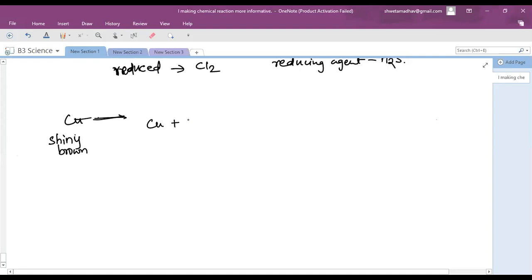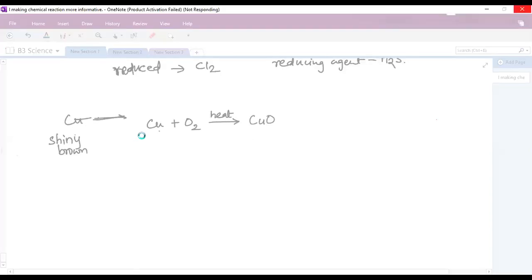Copper, when heated strongly, reacts with oxygen. That means when copper is heated in air, it reacts with atmospheric oxygen and gets coated. The whole copper is not converted chemically; it's getting coated with black-colored copper oxide. So copper oxide is formed, which is black in color. Initially copper is shiny brown, and finally after heating it is coated with black copper oxide.